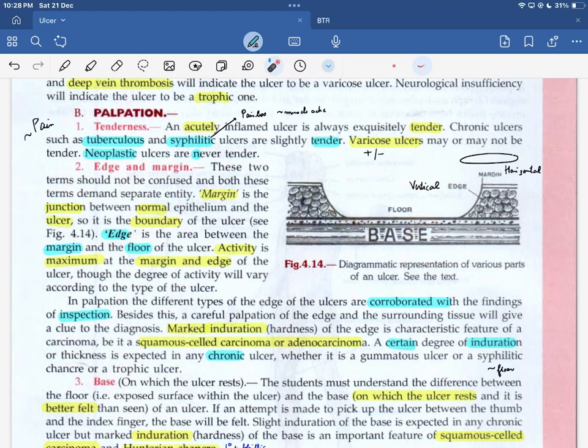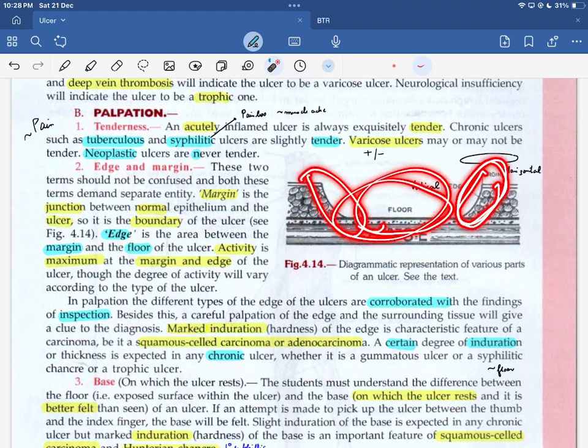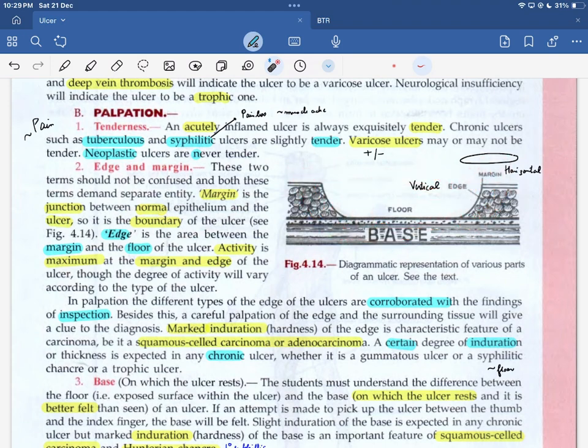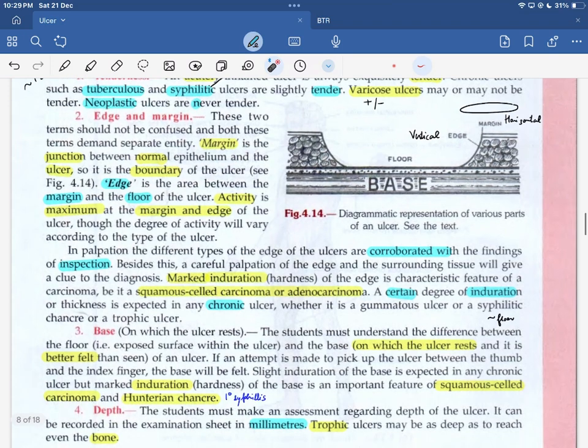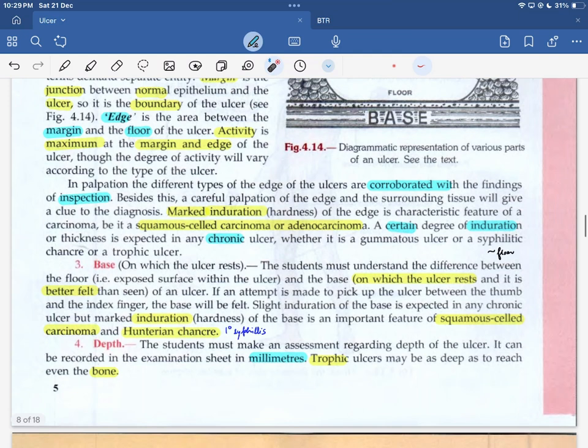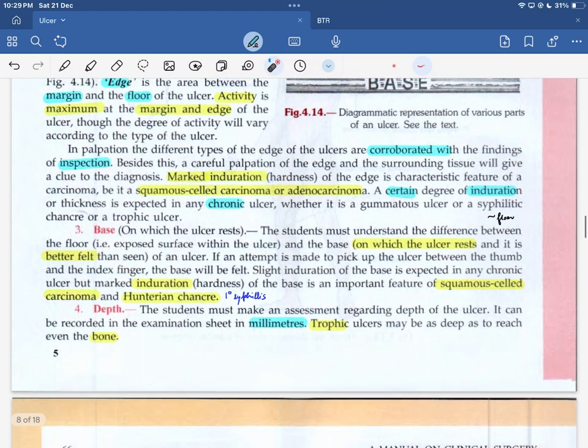So why do we need to label all this? Because the activity is maximum at the margin and the edge, right? Here is the name of the game of this ulcer. It's the main thing. This is already conquered, but this is the army that the ulcer is sending to conquer the normal areas, right? The next would be the palpation. I already told you, you need to corroborate it with inspection findings and see if what your eyes saw were the real thing or not.